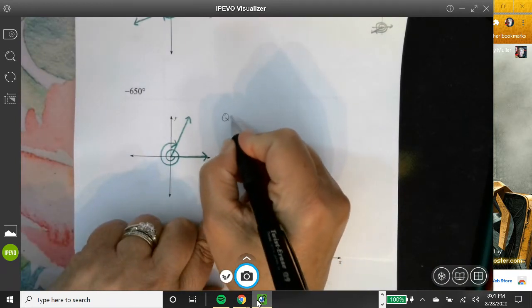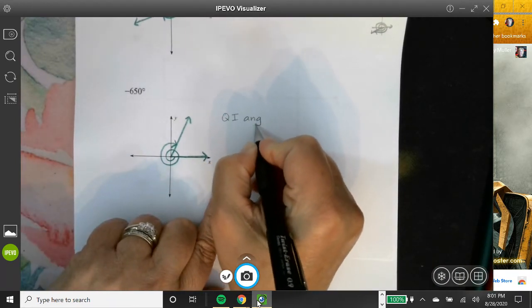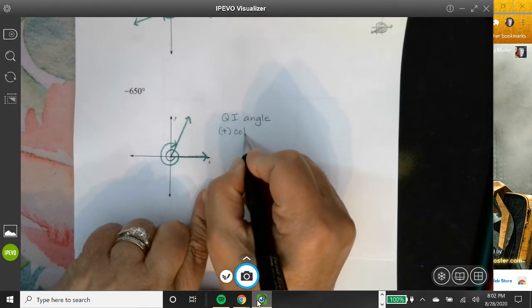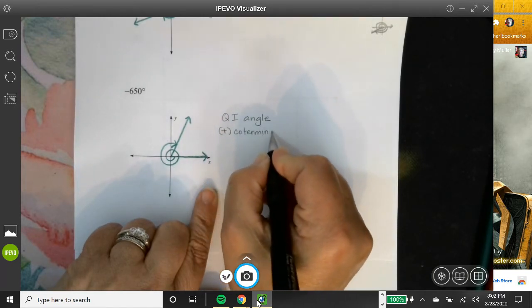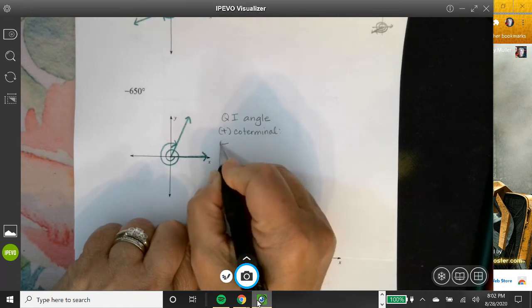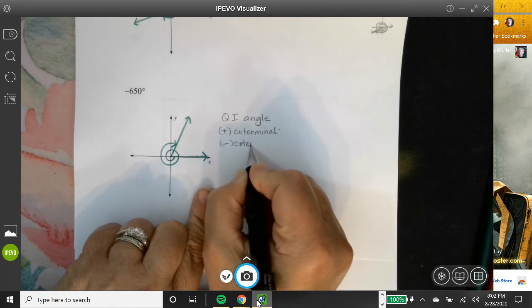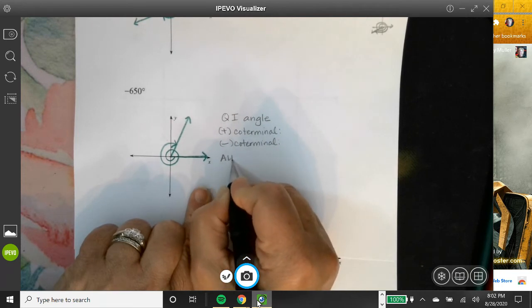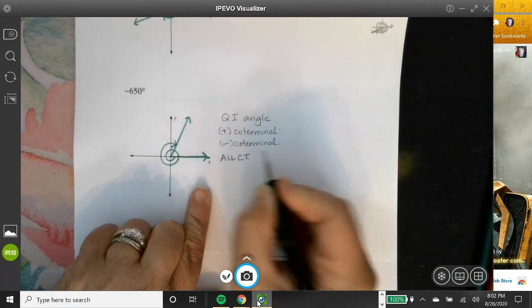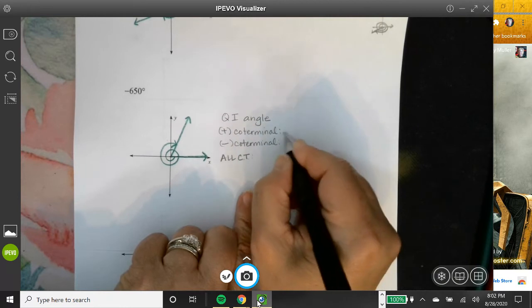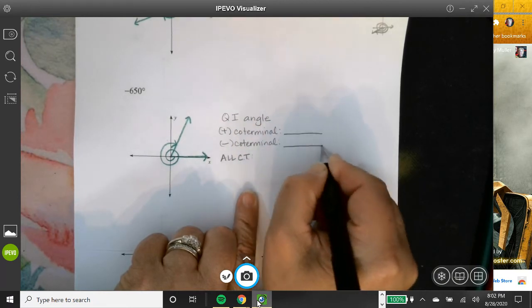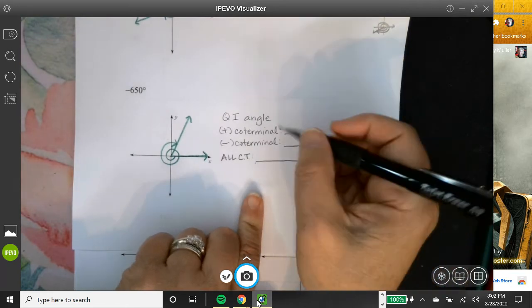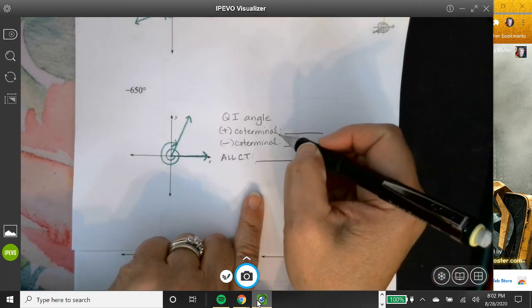This is a quadrant one angle, because my terminal side is in quadrant one. Okay, so let's do a positive coterminal, negative coterminal, and an expression for all of them. And I'm going to abbreviate coterminal here, okay? So here we go. A positive coterminal. Remember, coterminal means it shares the same terminal side.